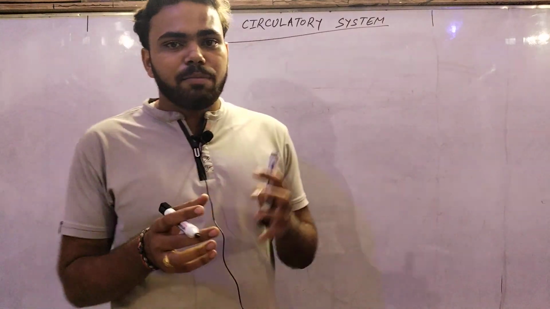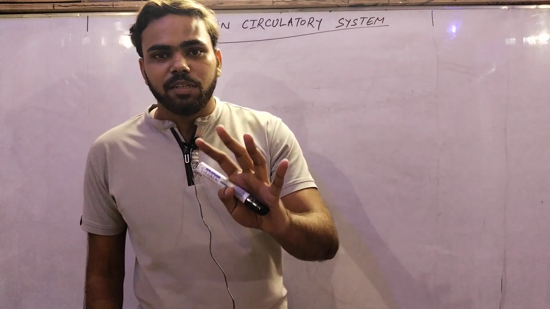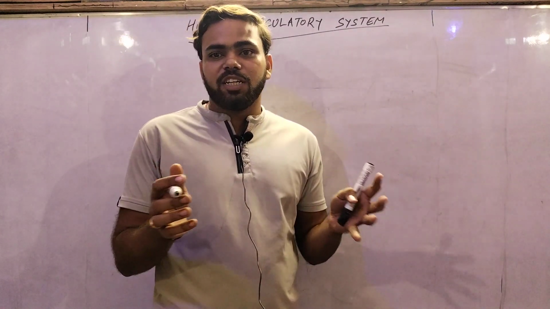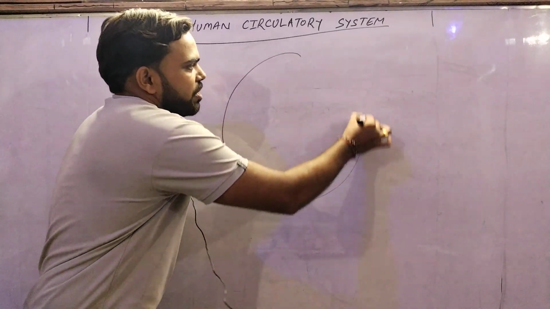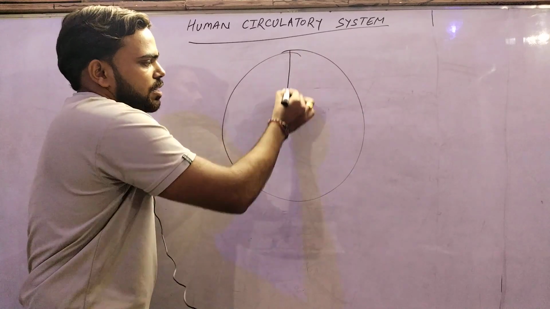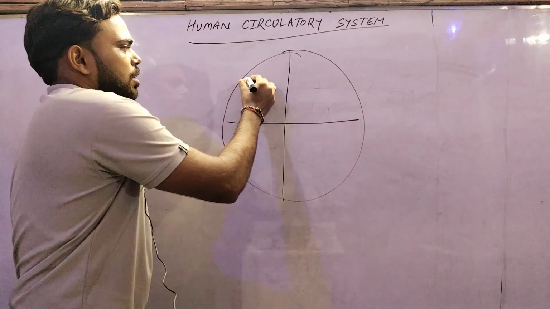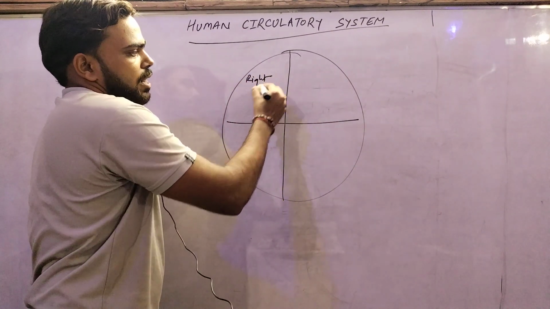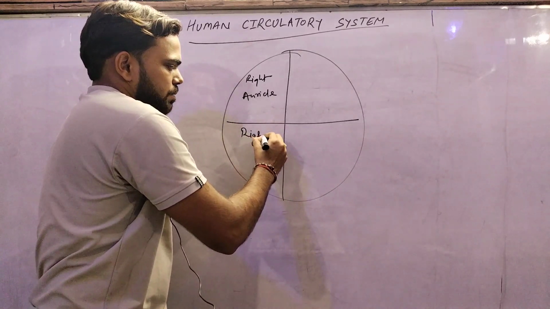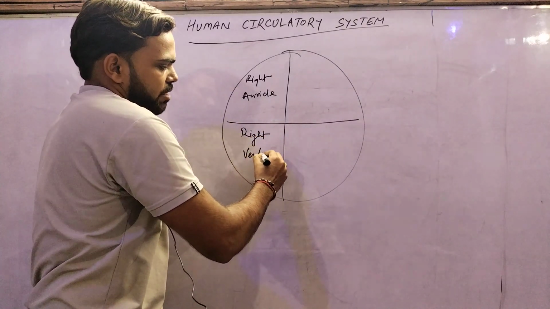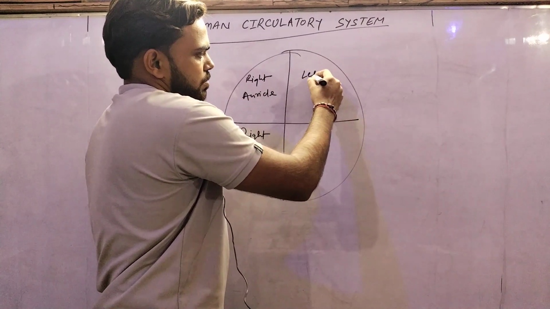So first of all, I am going to draw a structure of human heart on which I will explain you the mechanism and the functioning of human heart. So if we assume this structure of a human heart containing 4 chambers, namely the right auricle, the right ventricle, this is the right ventricle, and on other hand the left auricle.